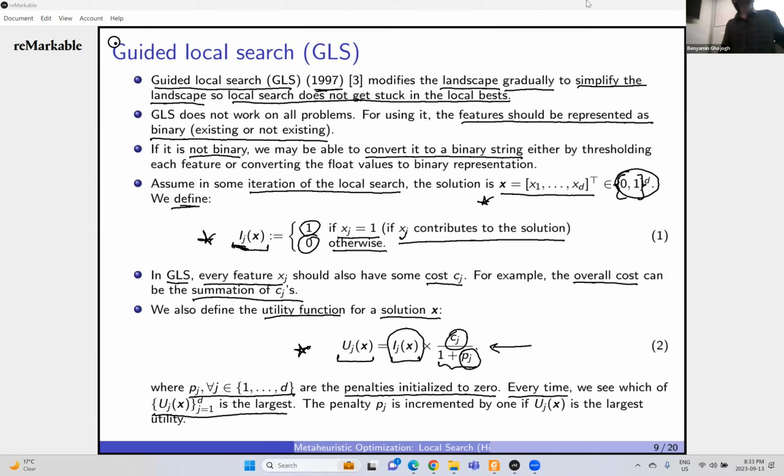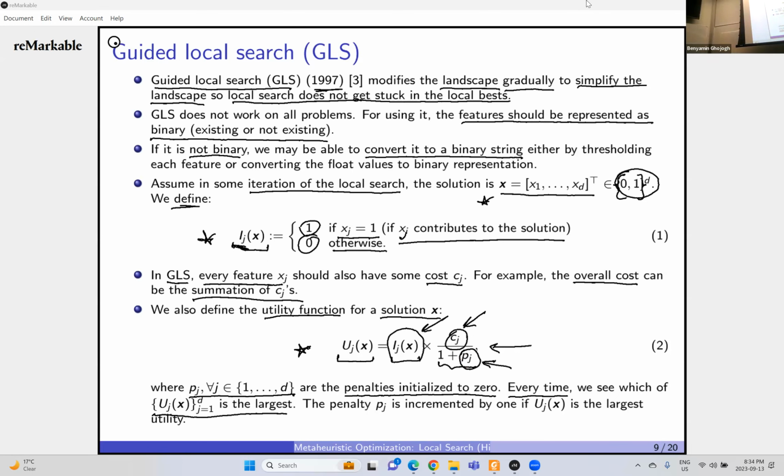What does the largest utility mean? It means that first off, it contributes to the solution. Secondly, its previous penalty is low, because if its previous penalty was high, the denominator gets large, the whole thing becomes low. Thirdly, its cost is bad. Its cost is large. Then what happens? So I define this. Why do I have this penalty in the denominator? Can you tell me?